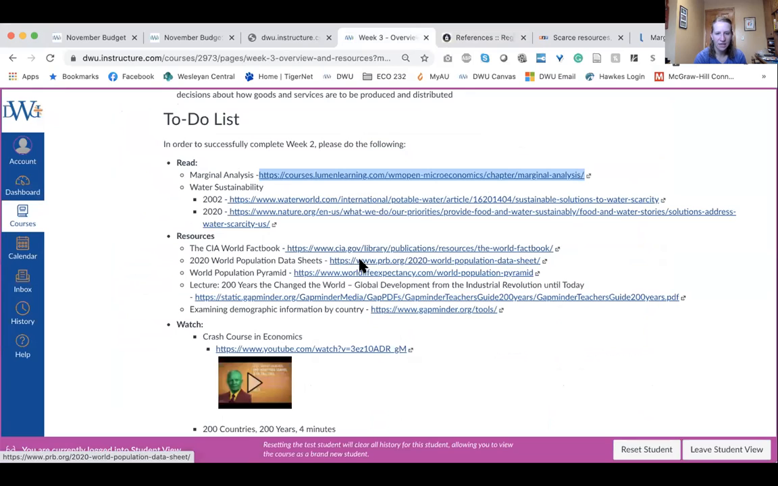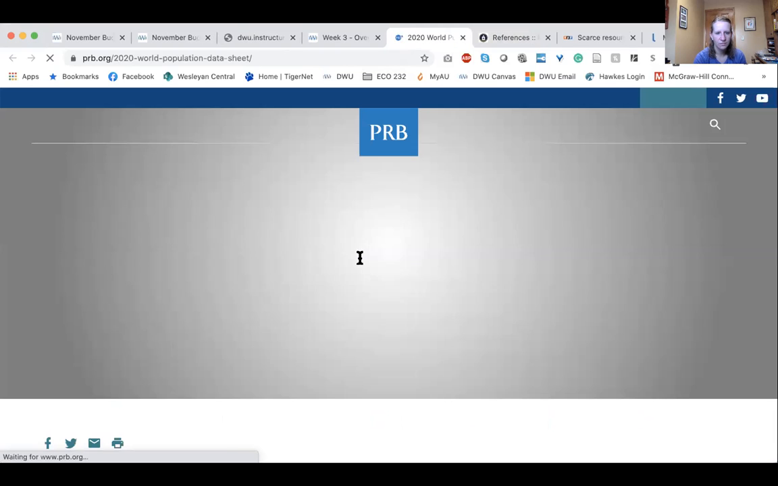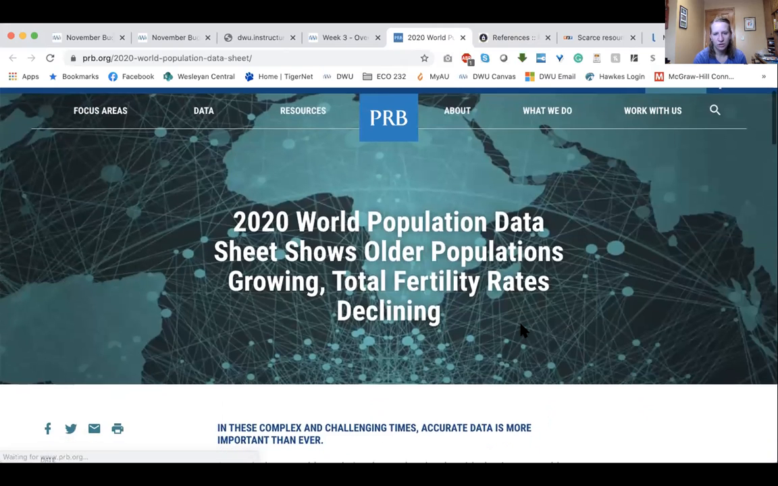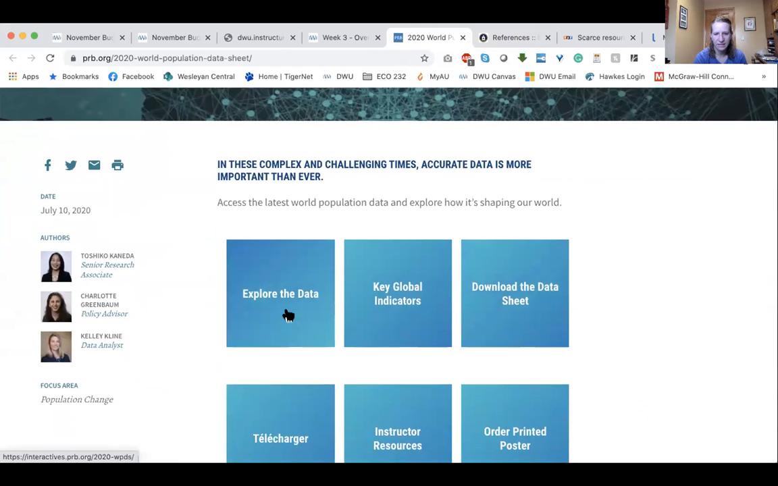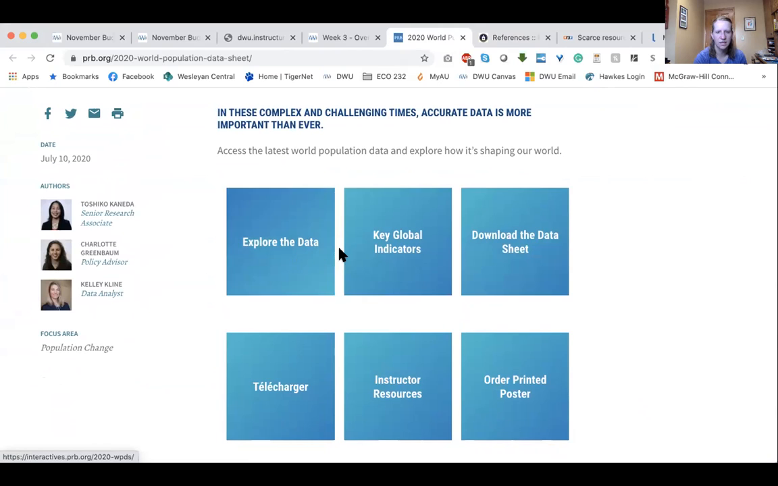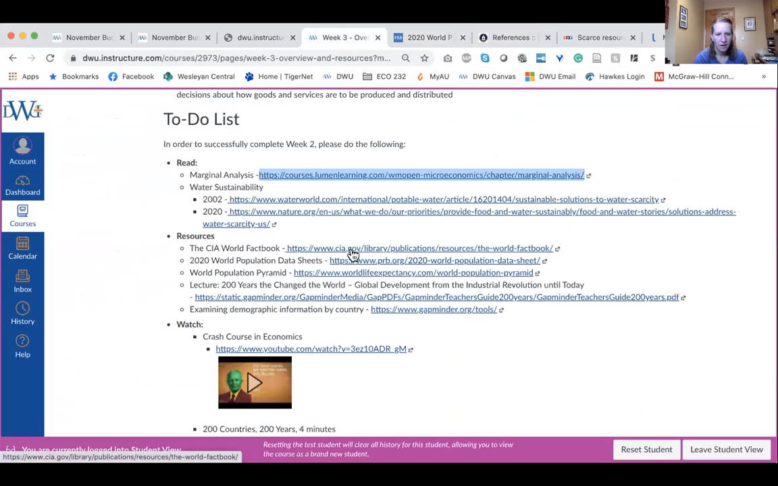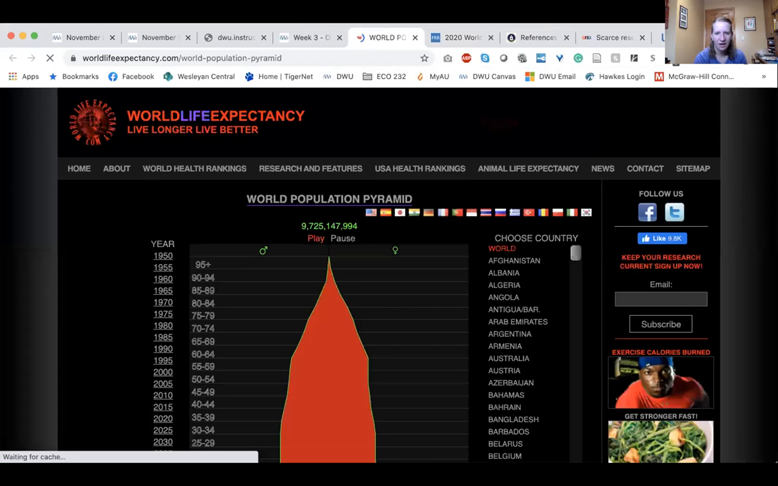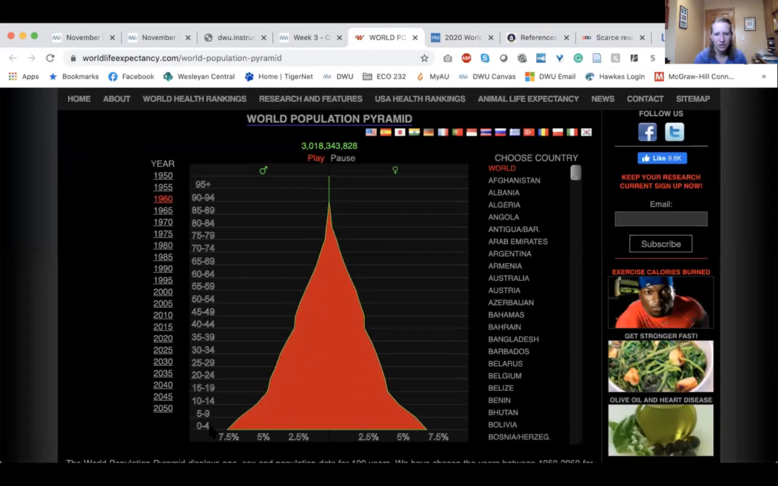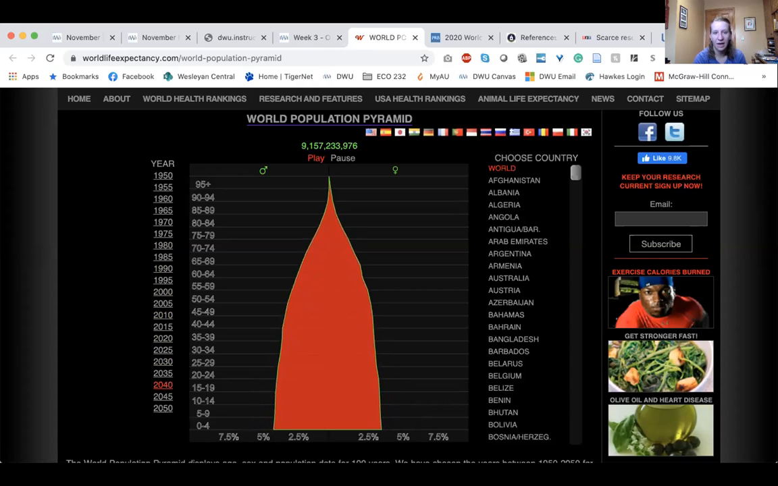We've got the population data sheets. So these just show older populations growing, total fertility rates are declining. You can explore the data here, download the data. Again, just kind of look at those things. We've got this world population pyramid, which is just a fun little tool as well. It shows how the population has gone from 0 to 4 in the 50s when the boomers came, and now the boomers are getting older, and what's happening as we get into the 2020s, 2030s, what's happening with the population.